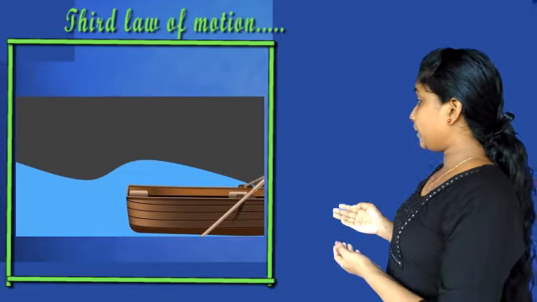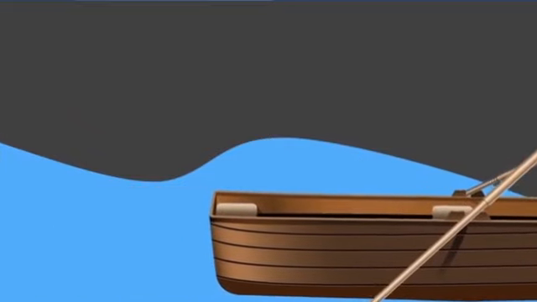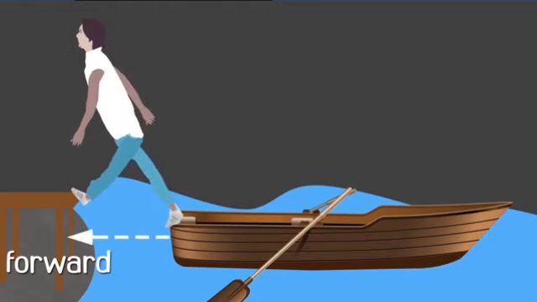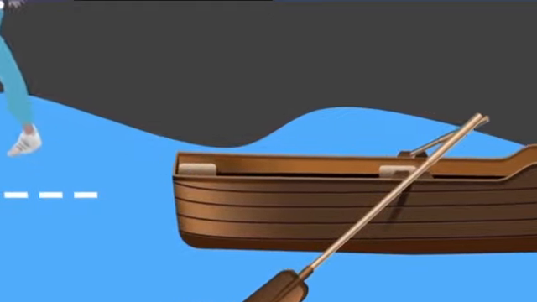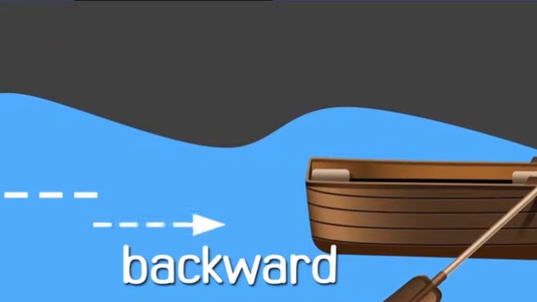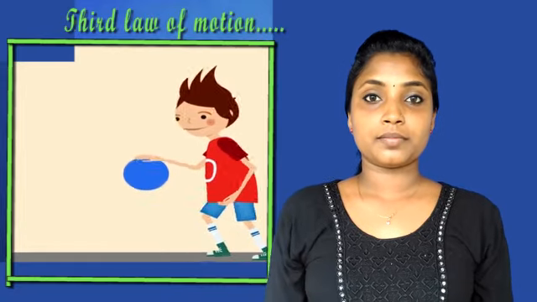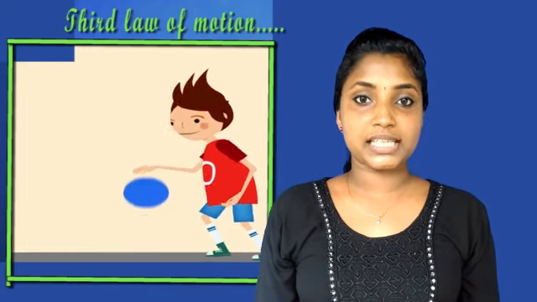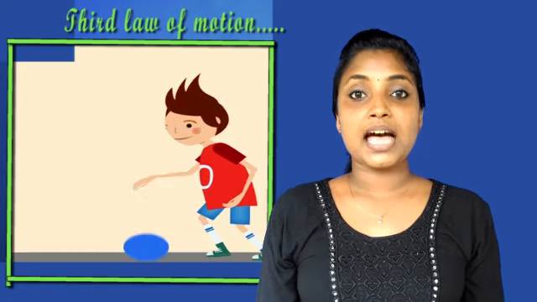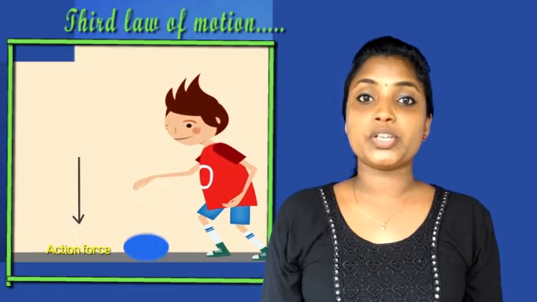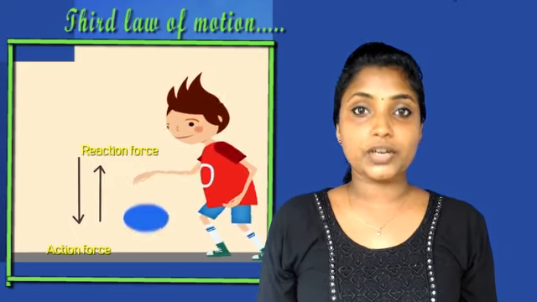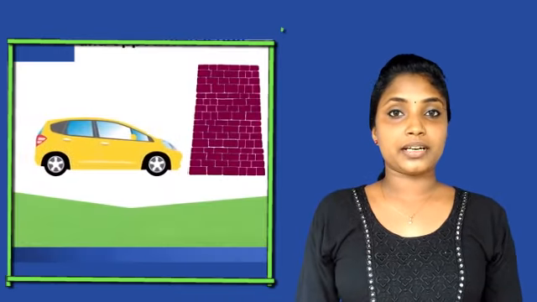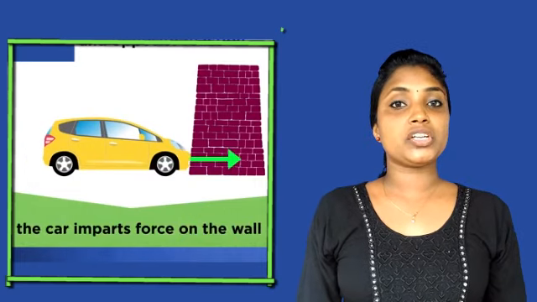While jumping from the boat to the shore, you are applying a force on the shore. A force with the same magnitude is applied to the boat that makes the boat move backward. Here, the boy is pushing the ball downwards. It is the action force. And the earth is pushing the ball in the opposite direction but equal in magnitude. This is the reaction force. Another example is a car hitting a wall.